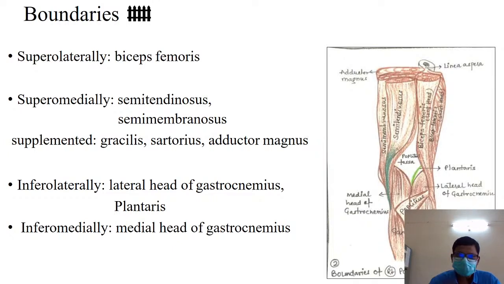Okay, so of course I can show you here. This is the adductor magnus here. Okay, so these are all the muscles which will form the superolateral and the superomedial boundaries of the popliteal fossa.